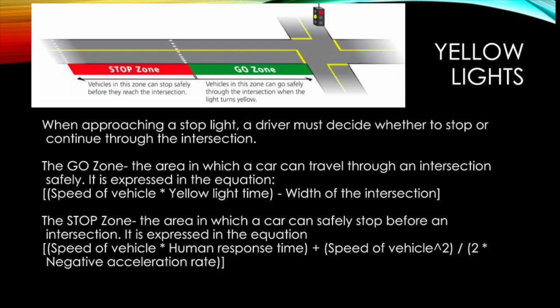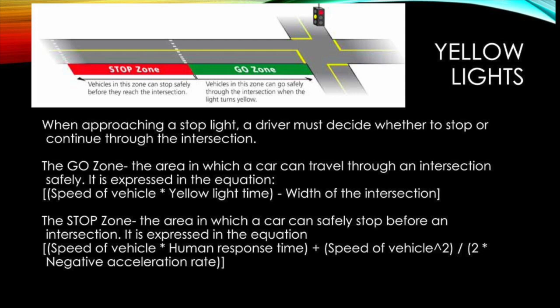When approaching a stoplight, a driver must decide whether to stop or continue through the intersection. The go zone, the area in which a car can travel through an intersection safely, is expressed in the equation speed of vehicle times yellow light time minus width of the intersection.